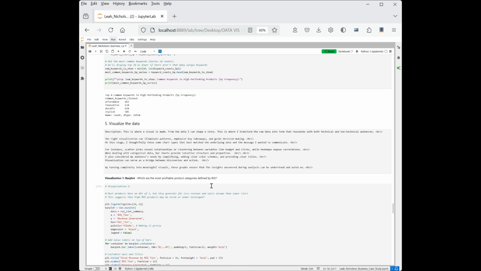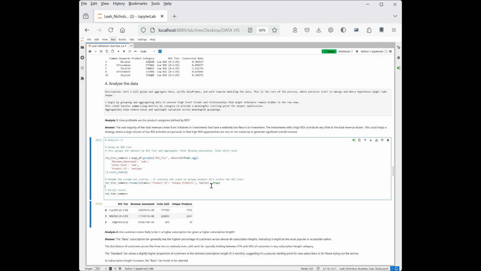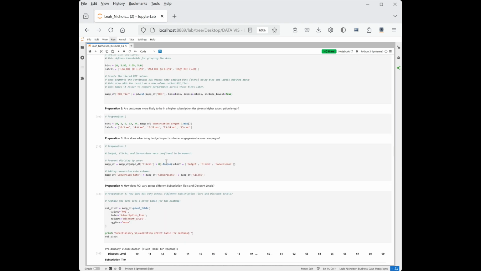And next I'll address question 3, which was, how does advertising budget impact customer engagement across campaigns? So to prepare the data, I prevented dividing by 0 and then added a conversion rate column, which was just the conversions divided by the clicks. And then I also double checked that those columns were in fact numeric, and they were.